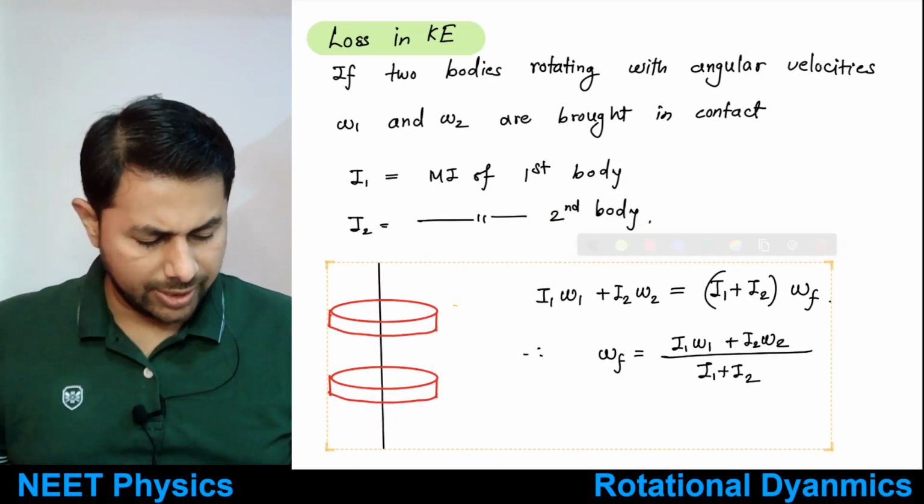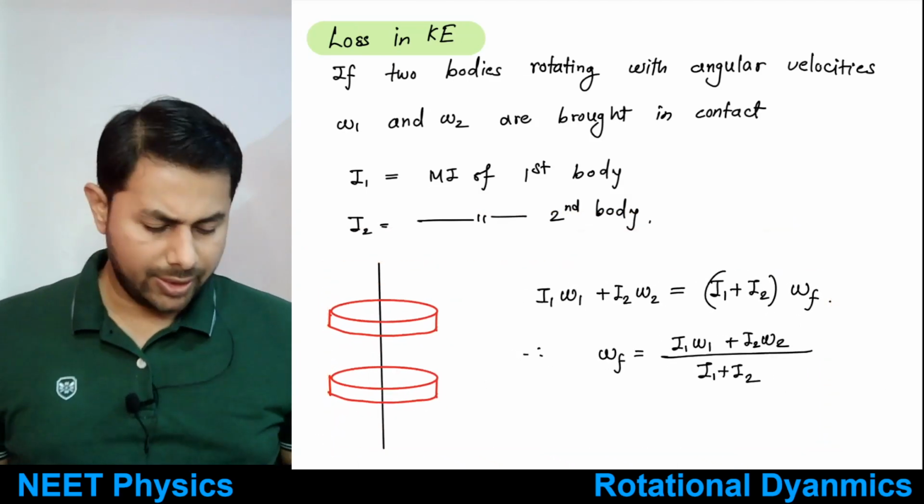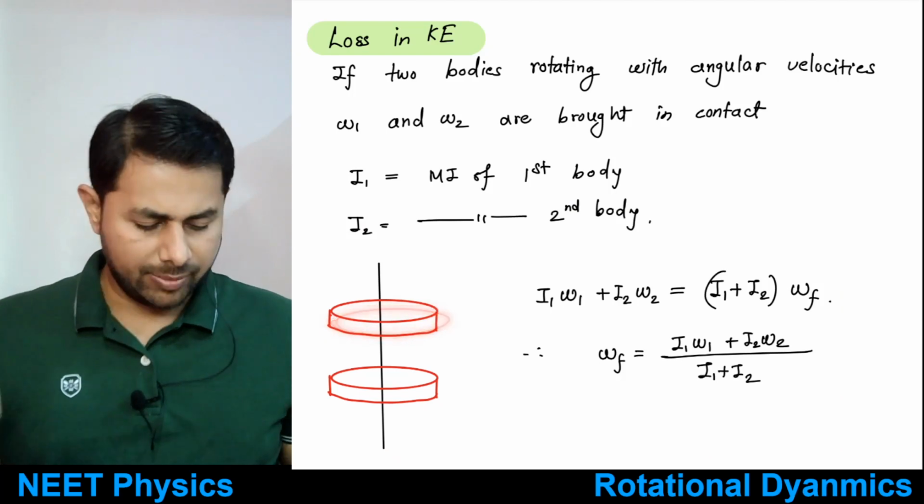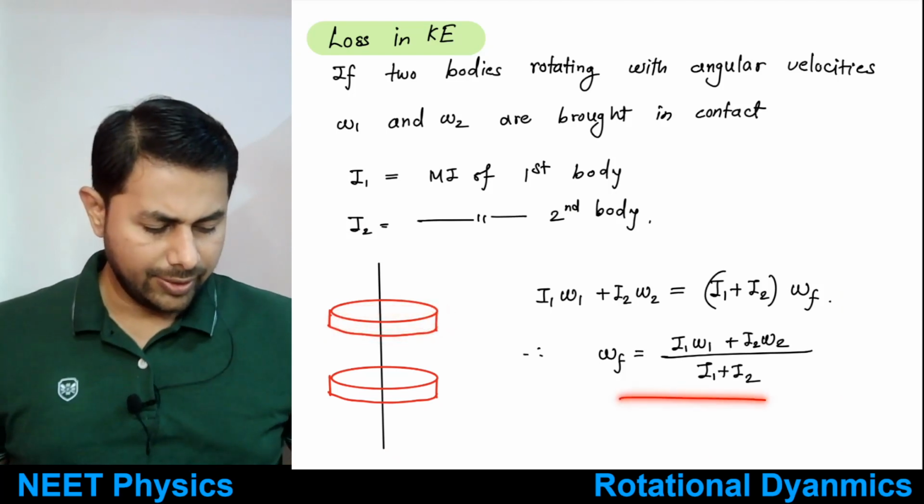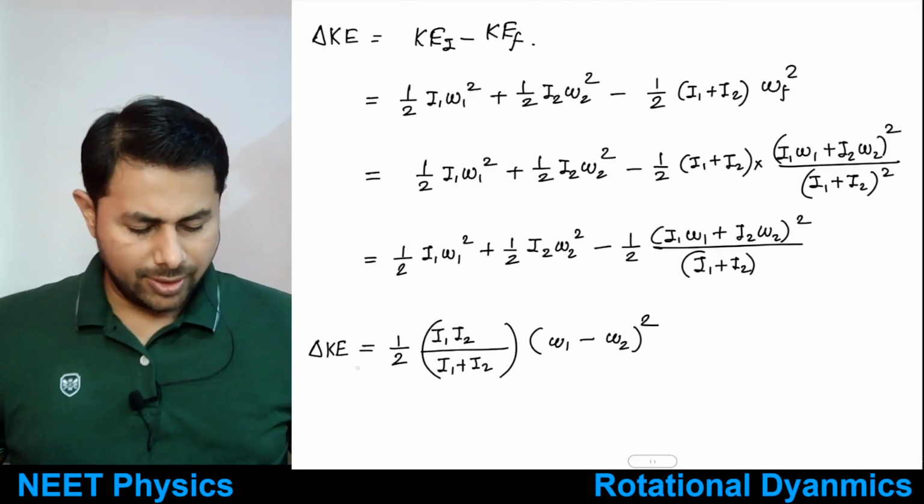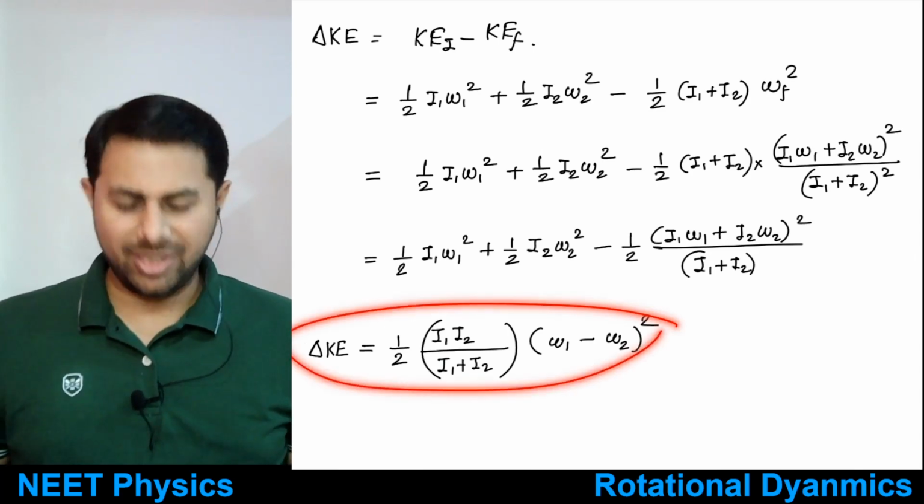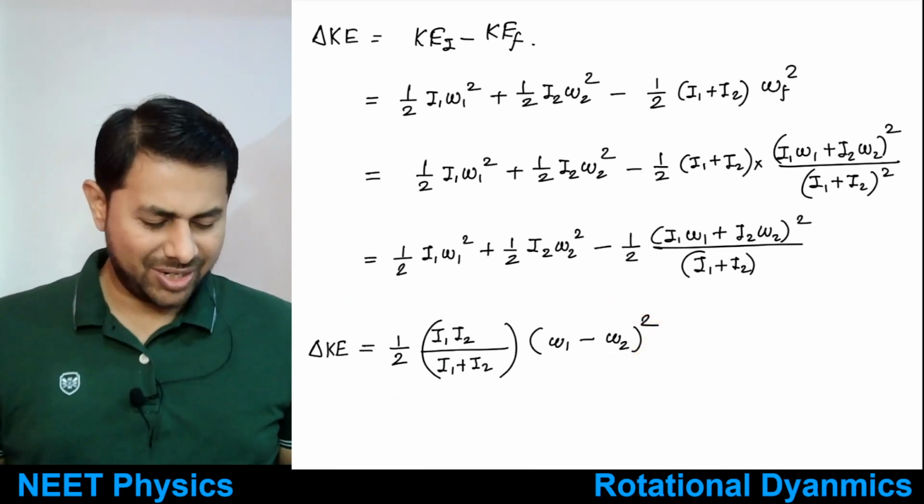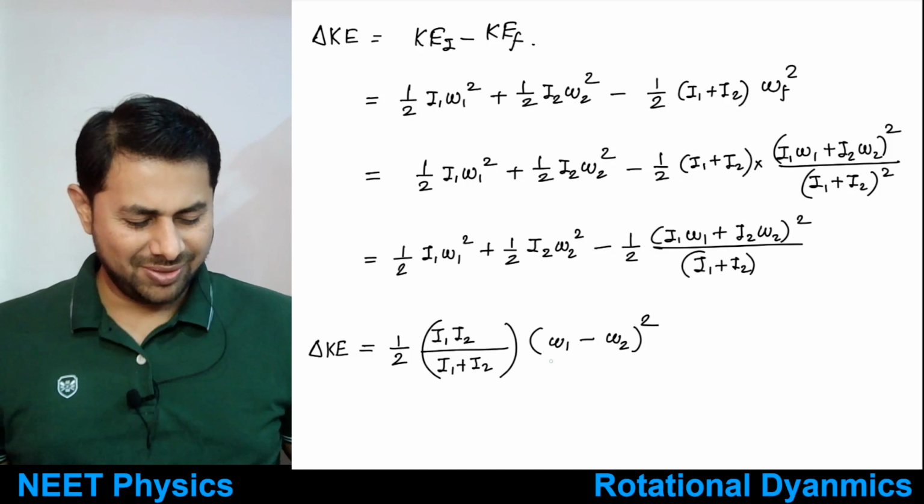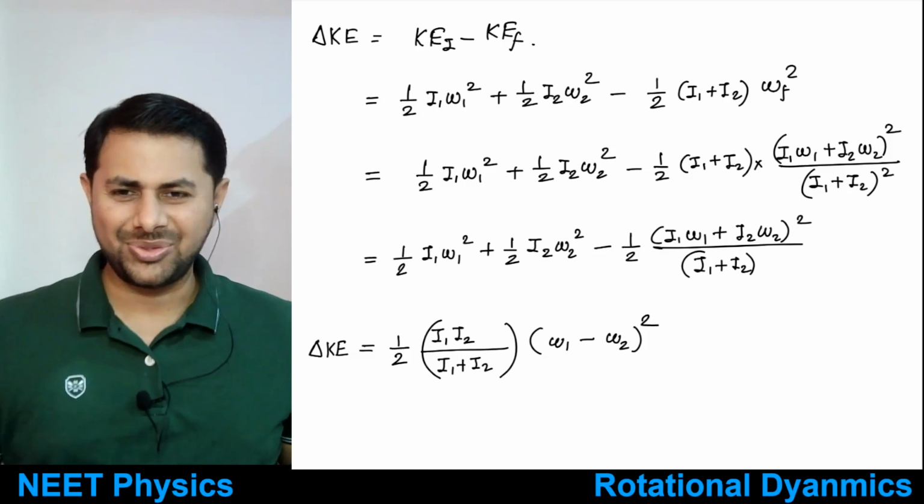This is just for an example. So this can be discs, this can be rings, etc. Now, does this formula remind you of something? Half of I1 I2 divided by I1 plus I2 multiplied by omega 1 minus omega 2 square.